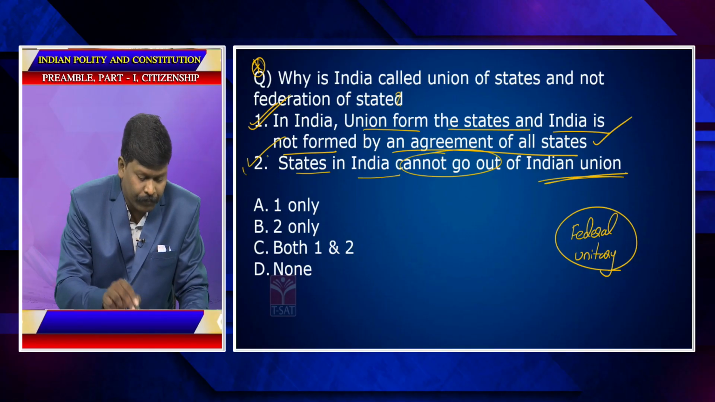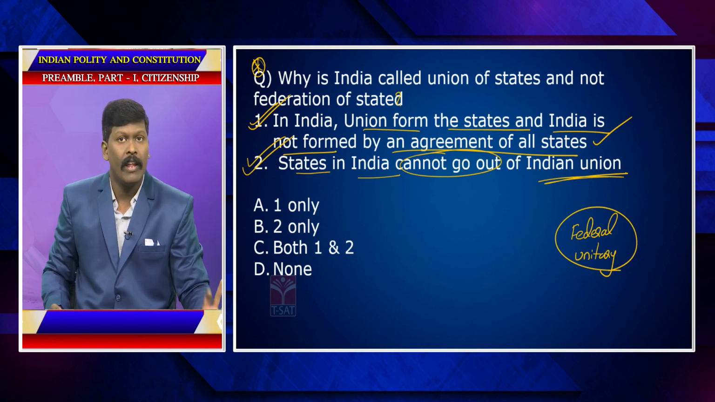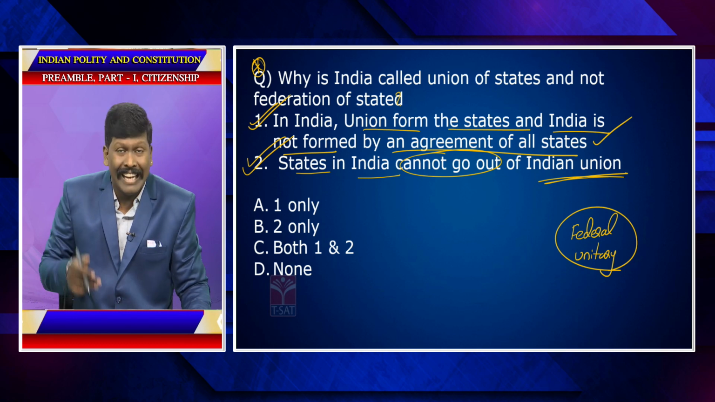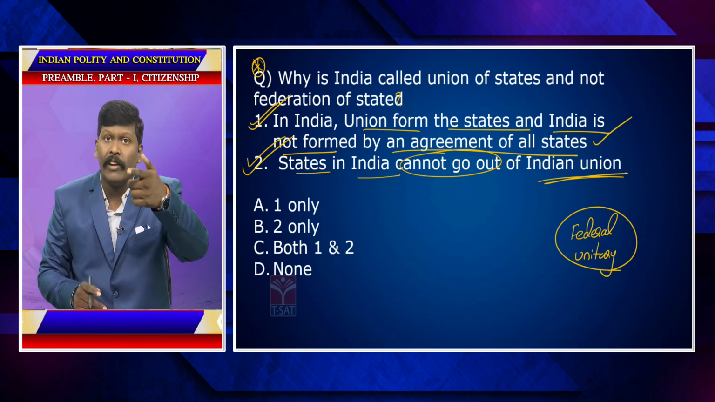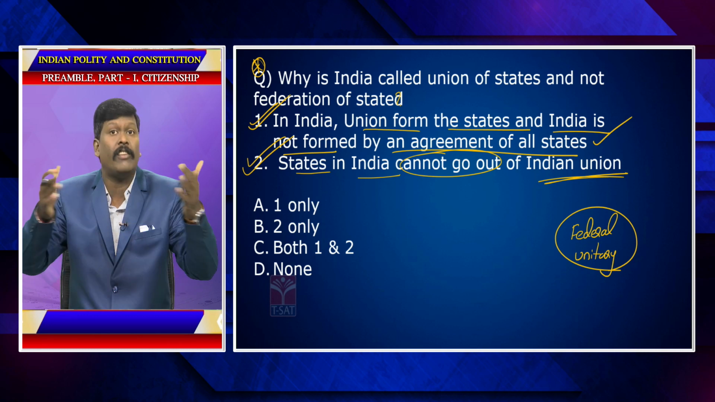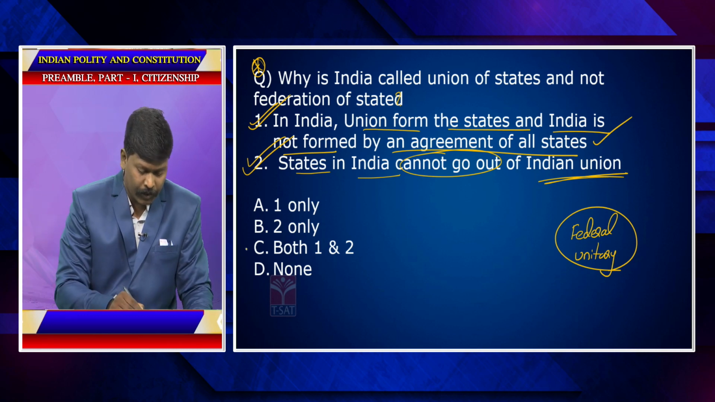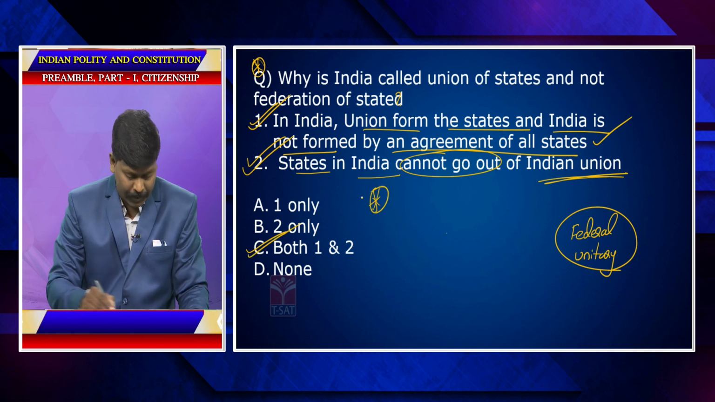This is also correct. But in a federation, states can come out of the union. In a federation, states form the union. In India, states don't form the union. The union forms the states according to Article 3. In India, the states which are formed cannot secede, cannot go out of the Indian Union. So, answer is C. Very, very important. These type of questions are expected.